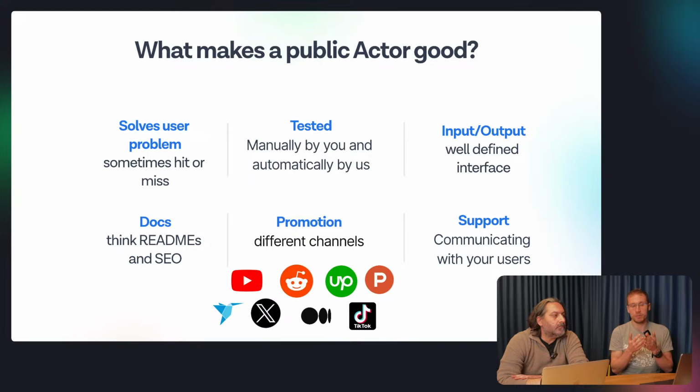Because if you want to generate profit from your actor, and especially if you want to get passive income, it is important that your actor is high quality and it is actually good. And there are a lot of components to this. First of all, your actor needs to actually solve a user problem. You can build the best actor ever, but if it solves nobody's problems, nobody will use it, and it will not have the intended effect for the user or for you.